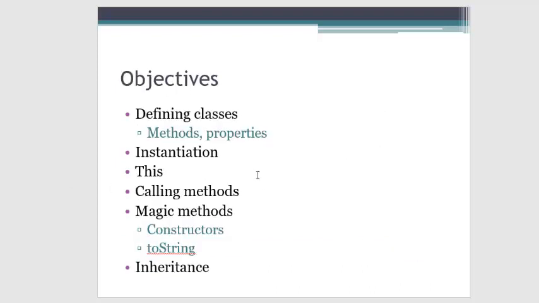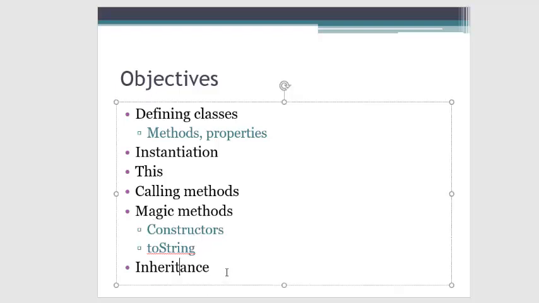We said we were going to talk about defining classes, so methods and properties, and instantiation, which is creating an instance of a class. This is a keyword, which is confusing, but at this point I hope you understand what it's necessary for. We talked about calling methods, accessing properties, magic methods, specifically constructors and toString, and we briefly talked a little bit about inheritance. I think that's the vocabulary you need to have some kind of discussion about objects. And this week we are doing an object lab, which will give you a little bit of hands-on practice.